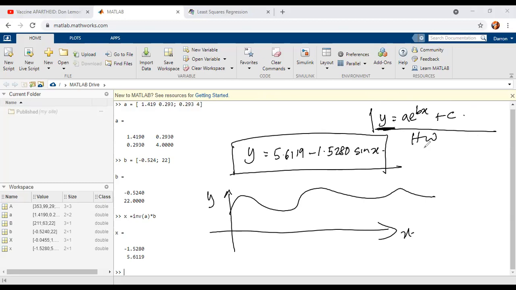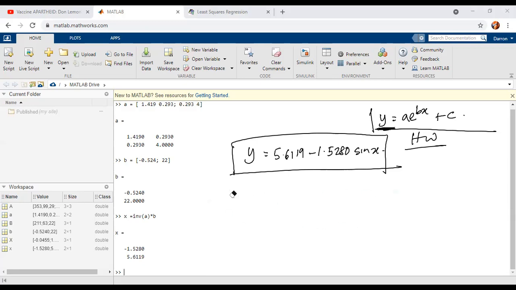Homework. This is the equation that I wanted to fit the curve to. Same set of data.